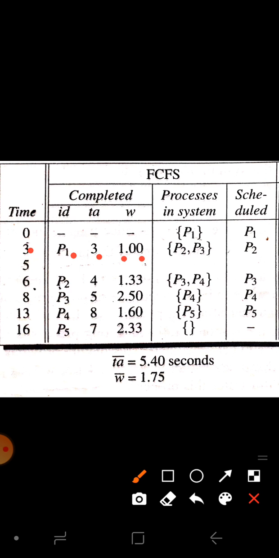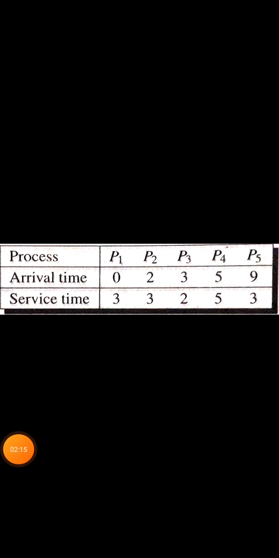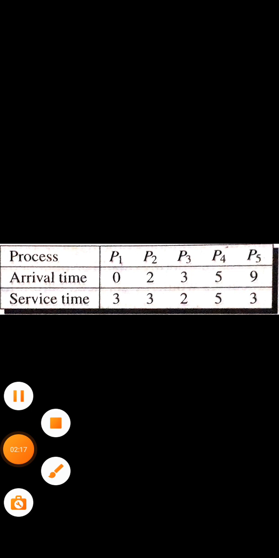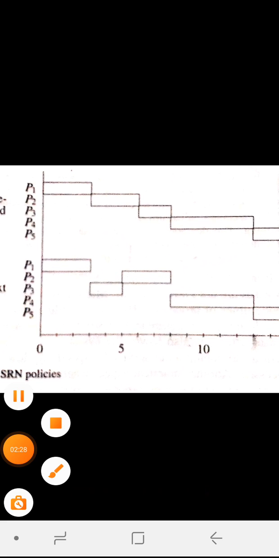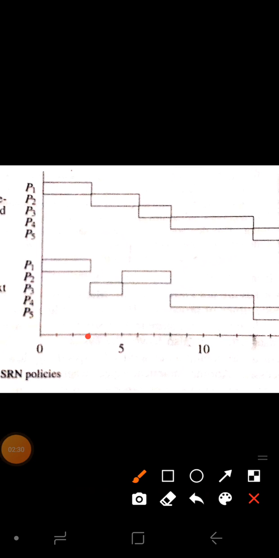Here you can see P2 arrived at 2 and it is serviced for 3 time units. But we cannot execute P2 since it has arrived at 2. We have to wait until P1 gets completed. P1 is completing at 3. Therefore, the execution of P2 will start at 3 and it will take 3 time units to complete. So 3 time units from 3 is 6, but it arrived at 2.